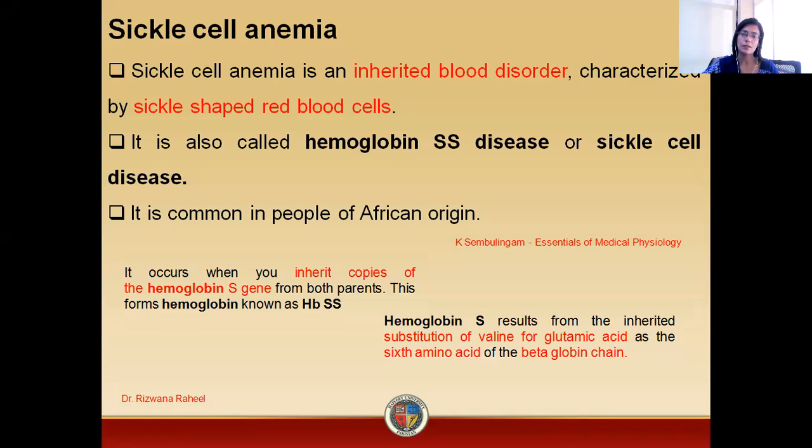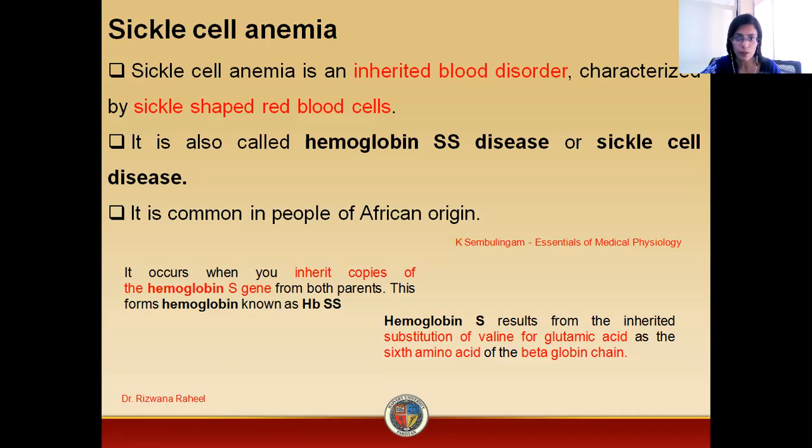Another name of sickle cell anemia disease is hemoglobin SS disease because the particular individual has the hemoglobin S gene from mother and the hemoglobin S gene from the father. Now, this is an inherited disease. Now, what does this hemoglobin S cause? This hemoglobin S gene actually results in a defect in the beta globin chain of the hemoglobin.